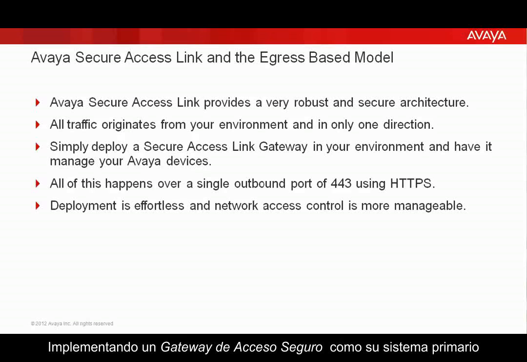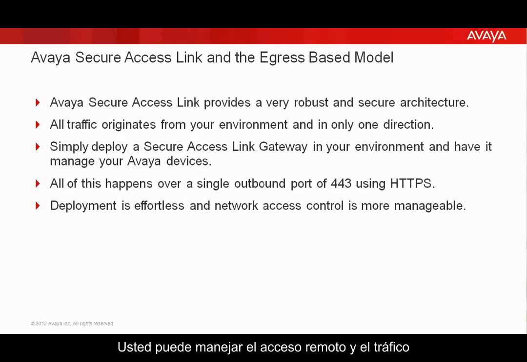By deploying a Secure Access Link gateway at your premises, you can manage remote access and alarm traffic for all of your devices using this model. What's more, all of this happens using a single outbound port of 443 over the HTTPS protocol. This makes deployment of SAL effortless and network access control much more manageable.